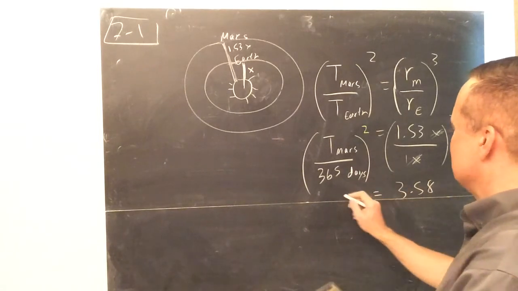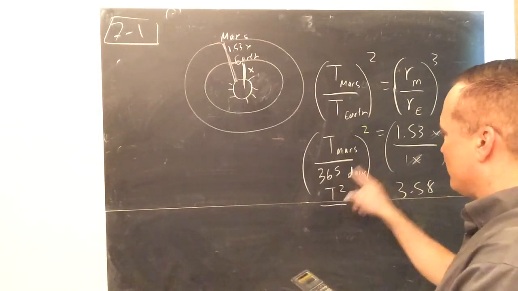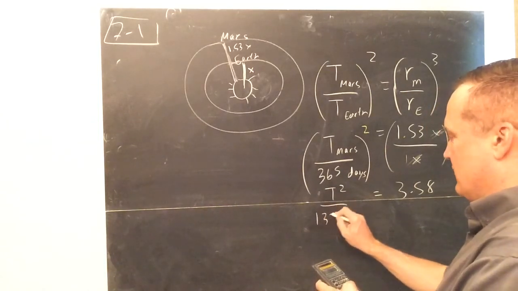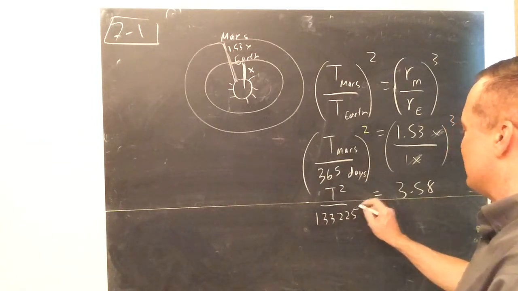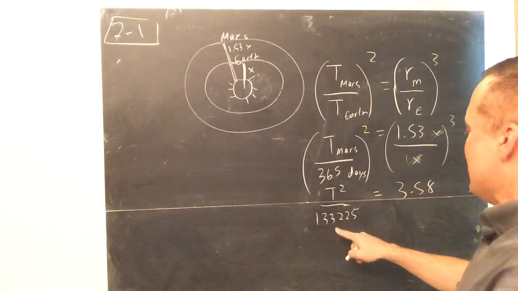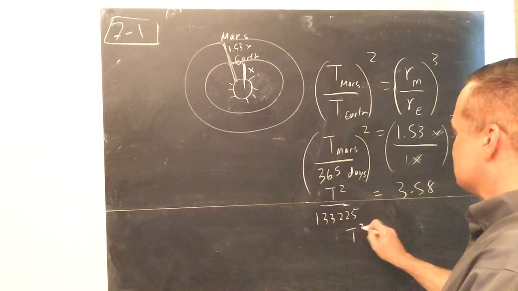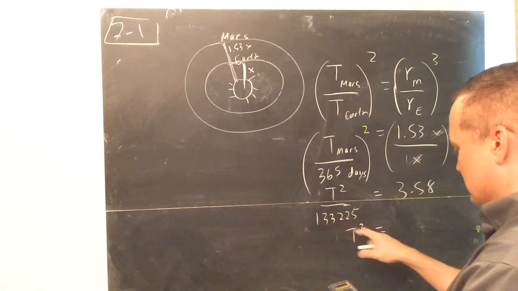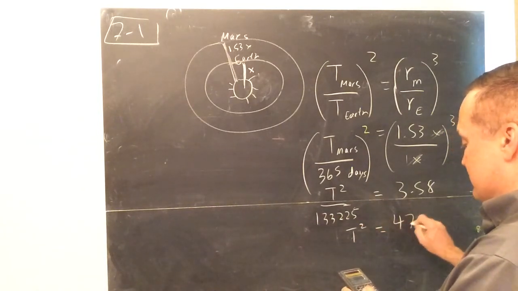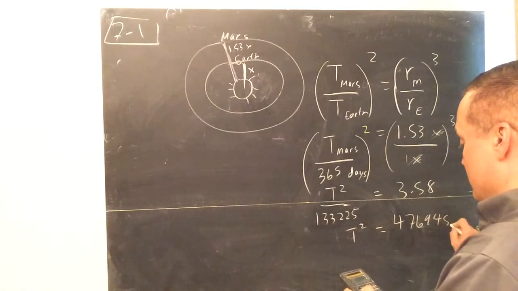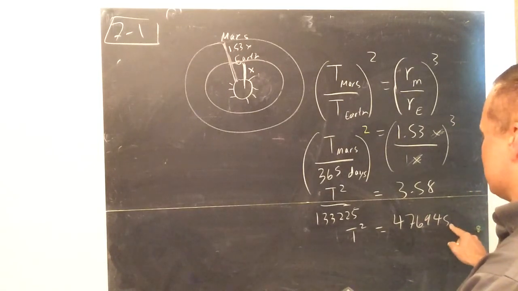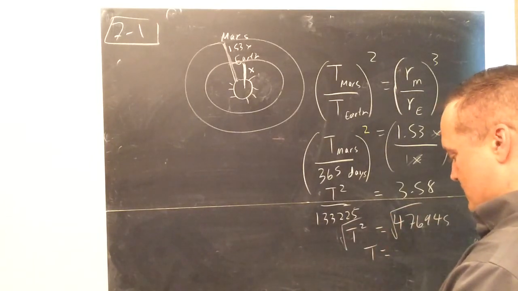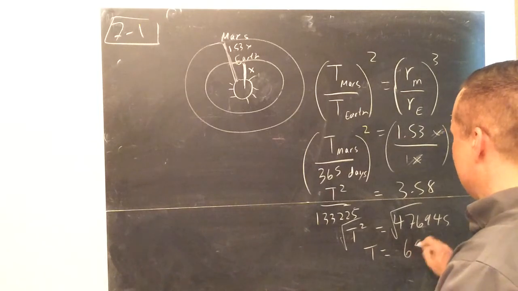3.58 equals T squared over 365 squared, which is 133,225. Now I have to multiply these two numbers. T squared will equal 3.58 times 133,225, which is 476,945.5. I'll just stop there. Then get the square root of that and the square root of that, and it looks like 691 days.